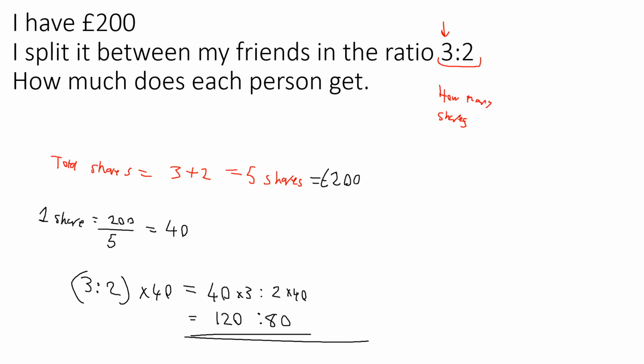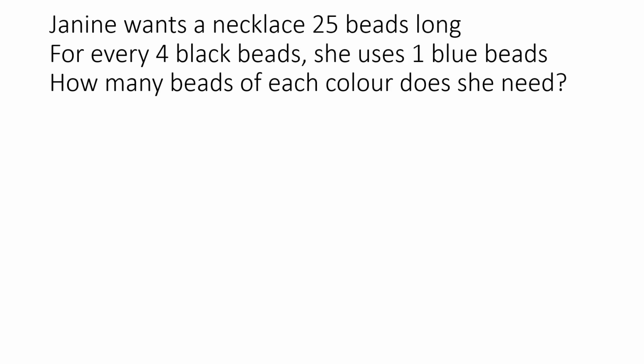And the same works if we want to do it for word problems. So for this one, Janine wants a necklace which is 25 beads long. For every 4 black beads, she uses 1 blue bead. So how many beads of each colour does she need? Well, we can say that the black to blue is in the ratio 4:1. That's all that means. For every 4 blacks, I have 1 blue. That's pretty much what the ratio is saying.